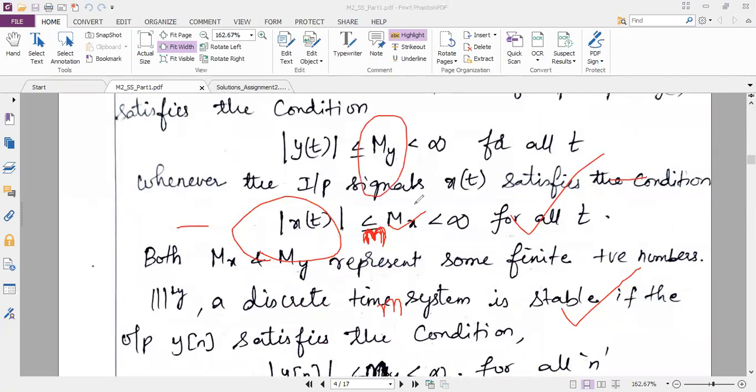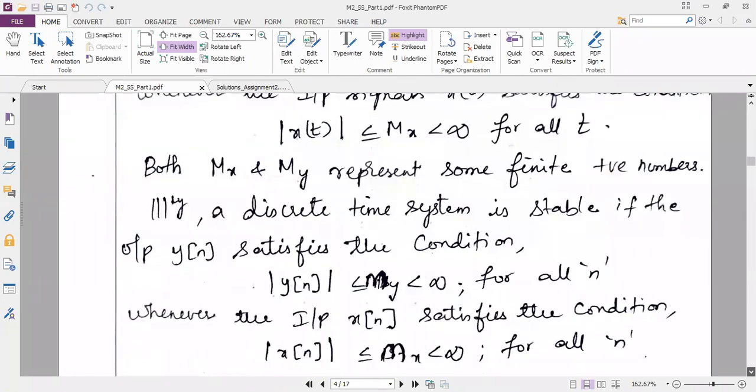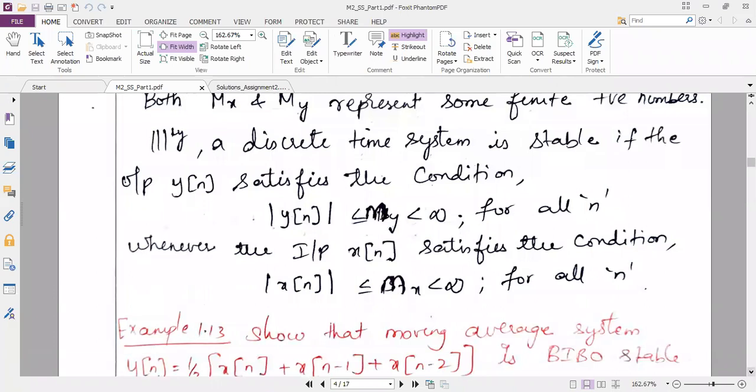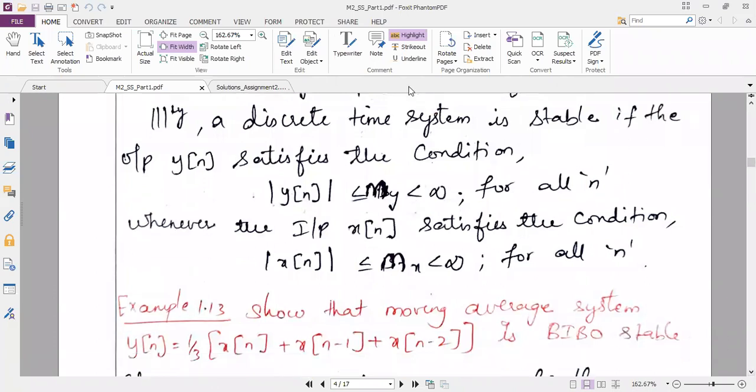These are all the important things you will see in the exam. Capital M should be used for continuous. Somewhere in your notes you just mention it, so later when you copy, you copy correctly. So I have to use small m. So y of n should follow the condition when x of n follows this condition. So all are interrelated.